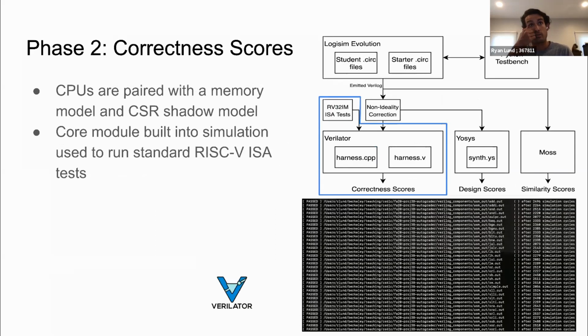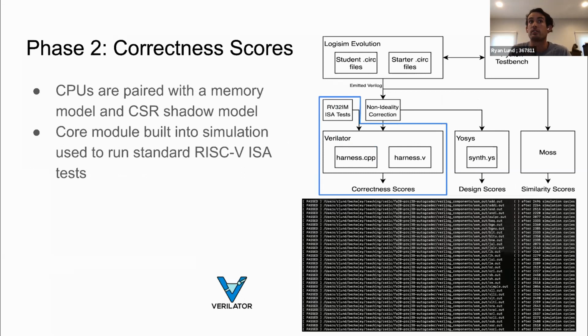After that, we generate what we call correctness scores. So this is the simulation aspect. We pair a student CPU with a simple Verilog memory model and a CSR shadow model. What that does is it handles operations for two hosts, the CSR that the ISA tests rely on.